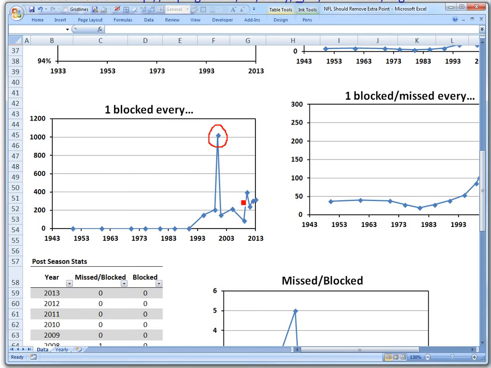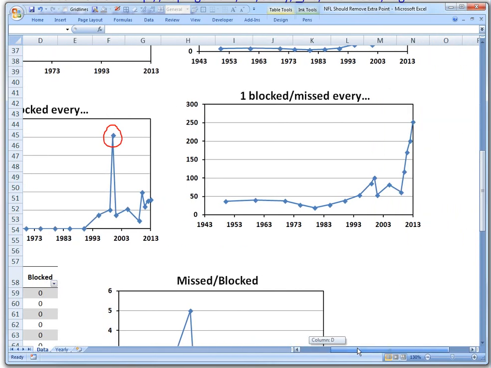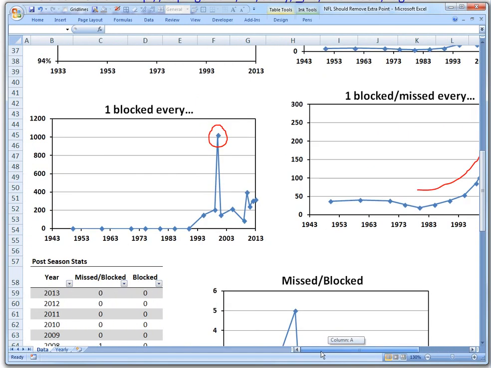I mean hundreds of kicks. So 300 kicks, only one blocked. Again, it's pretty much automatic that you're gonna make it. And also this blocked or missed, as you can see, it is just going up and up. So it's becoming more and more kicks it would take before you can actually get a block or a miss.